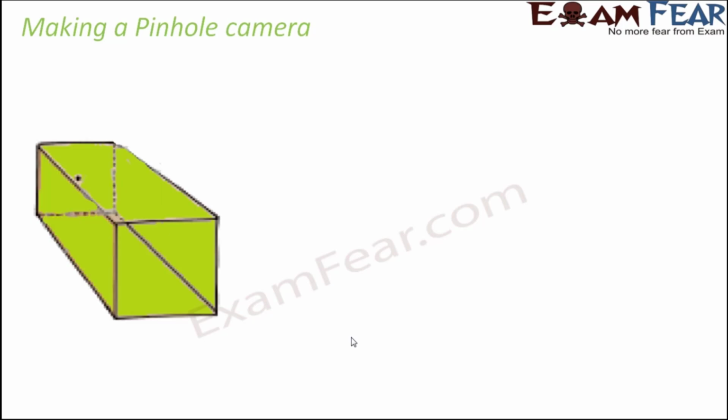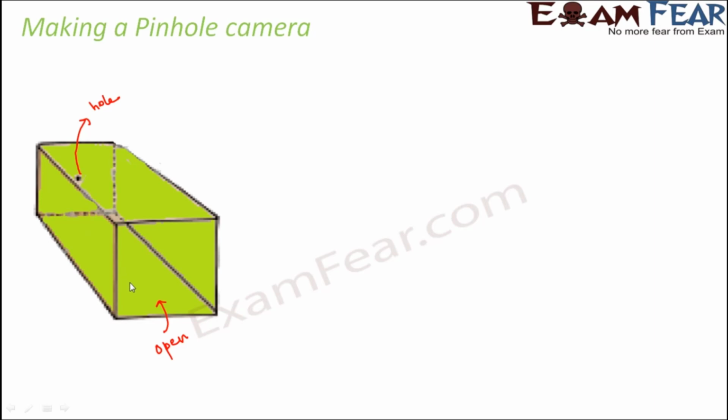So let us see how we can make a pinhole camera. For this, all you need is a box in the shape of a cuboid, maybe this kind of box. You take this box and keep one side open. So this side of the box is open, this side is closed, and here you make a tiny hole. This acts as the pinhole. That's how you arrange this box.